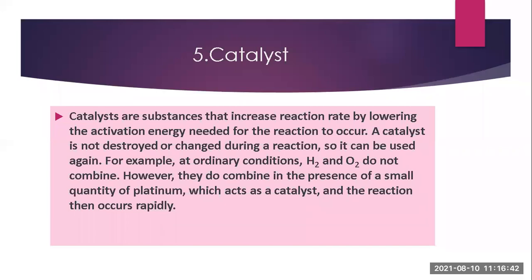And hence, for increasing the rate of reaction, we require a catalyst. So here in this case, for example, at ordinary conditions, H2 and O2 do not combine. However, they do combine in the presence of a small quantity of platinum, which acts as a catalyst, and the reaction then occurs rapidly. So whenever H2 and O2 react, they will not react in ordinary conditions. So what we do, we add platinum as a catalyst, and because of which it starts reacting and reacts rapidly also.